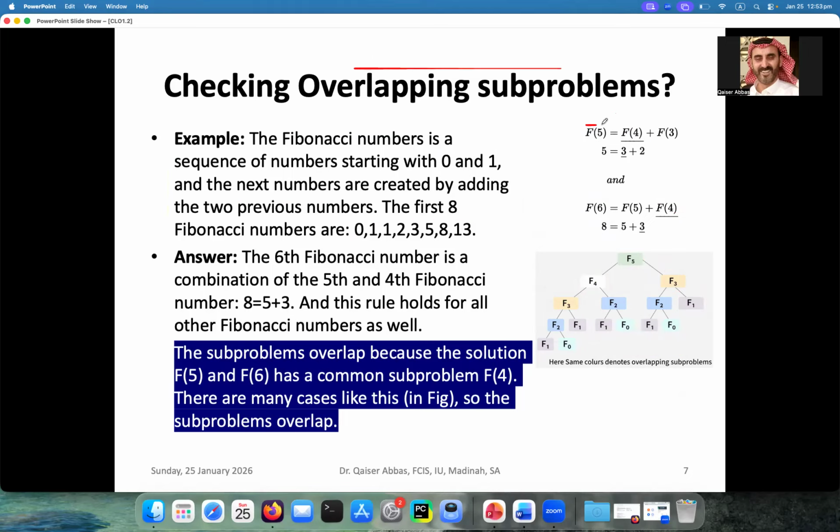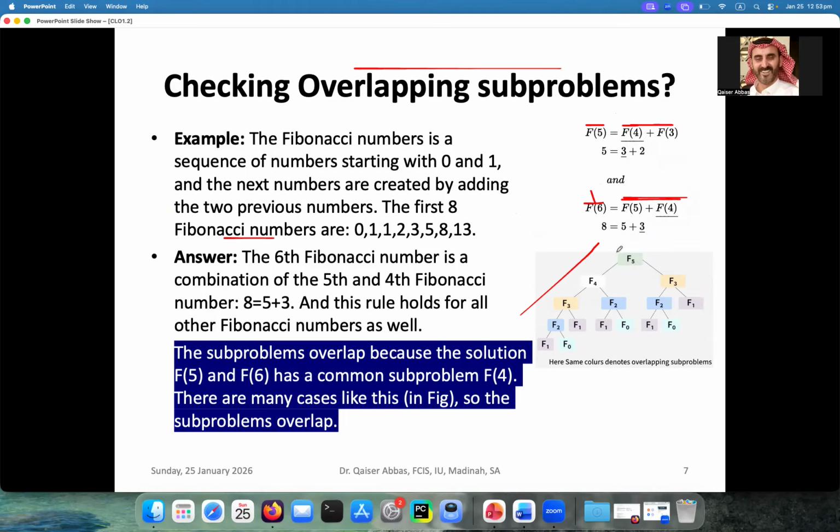Here you can see f of 5 and f of 6. They are calling f of 4 and f of 3 in the tree. And f of 6 is not shown, but f of 6 will use f of 5 and f of 4, because in the Fibonacci series we use the previous two. So if you are going to calculate number 6, you need the previous two numbers, f of 5 and f of 4. And for f5, f of 3 and f of 4.